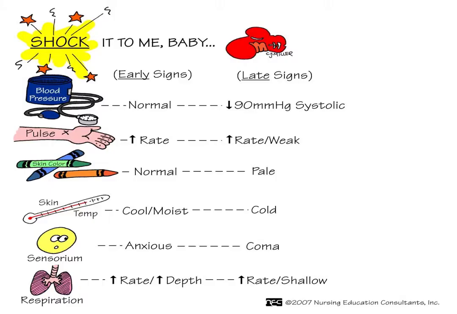And just to simplify the early versus late stages of shock, this is just a nice picture and also related words. So early signs would be a normal blood pressure, but late signs would be where that blood pressure starts to go down to 90 millimeters of mercury systolically, where normally 120 would be the norm.